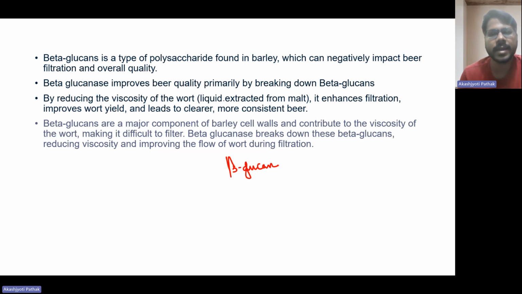So the liquid that is extracted from the malt. So the malt is the barley that is processed and used, and it enhances filtration, improves wort yield, and leads to clearer, more consistent beer.